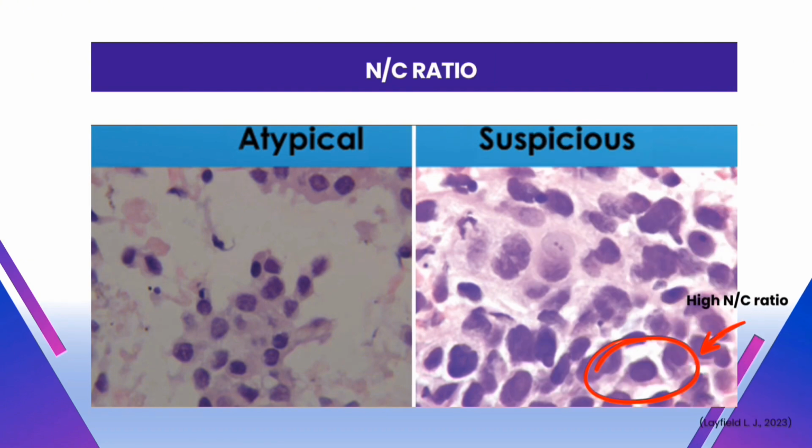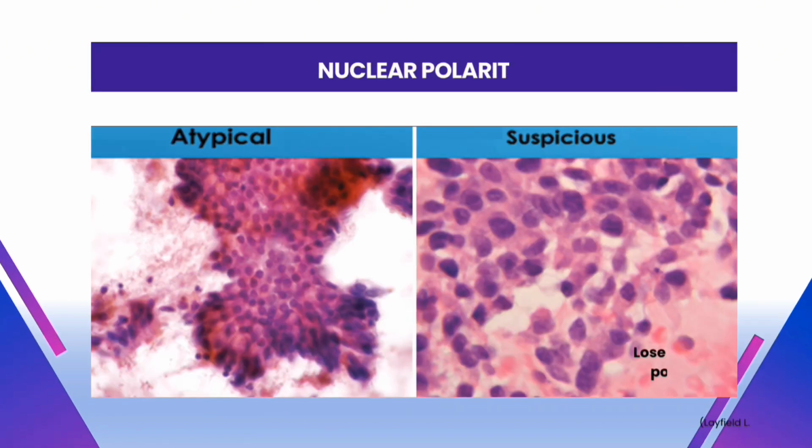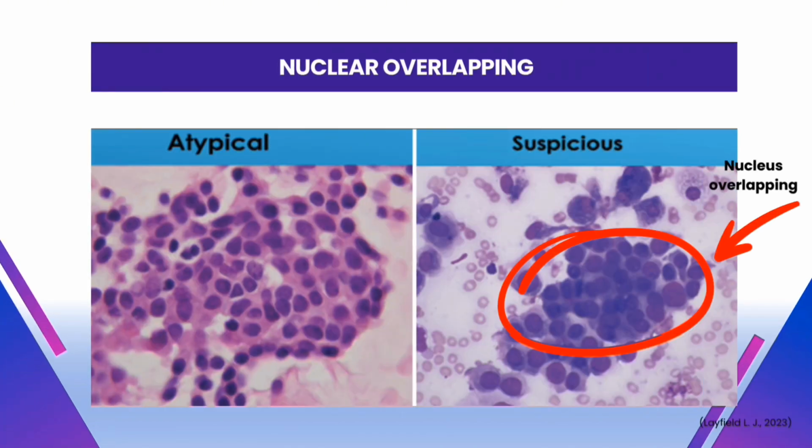This is the example for atypia and suspicious. For atypia, the NC ratio is still normal, but for suspicious cells, they have high NC ratio. Next is nuclear polarity. For atypia cells, they still maintain the normal polarity, but for suspicious cells, the nuclei have lost their polarity. Next, nuclear overlapping. For atypia, the cells are crowding but not overlapping, but for suspicious, the nuclei overlap with each other.